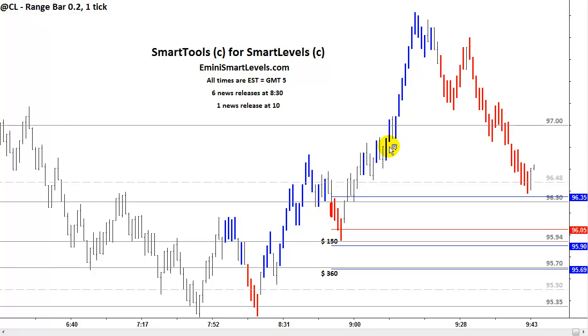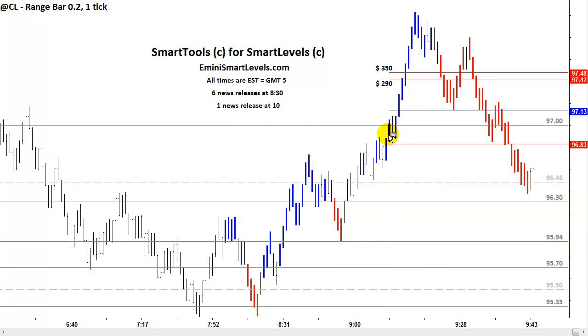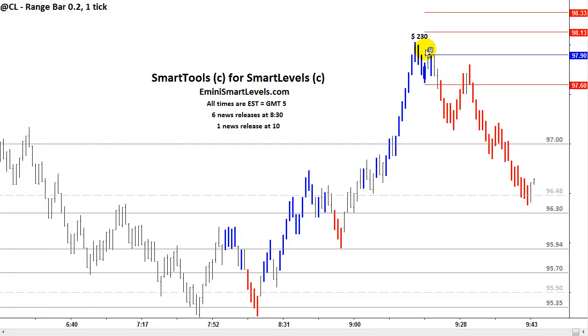This is the setup bar to take a trade from. This is at 9:10. The setup bar is validated by the 97 level. The trade triggers, goes on to reach both profit targets and higher. There's no pullback trend continuation tool until here. You can see this would have been a losing trade had you taken it.